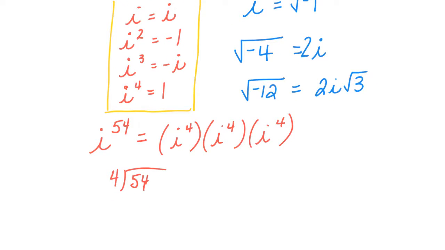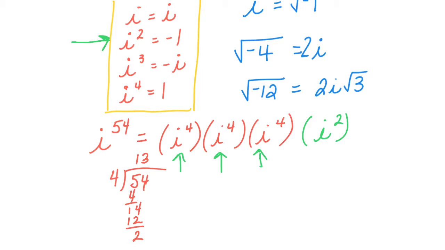Okay, I know 4 goes into 50, it goes into 5 ones with a remainder of 1. It goes into 14 3 times with a remainder of 2. When I have that remainder, this tells me that I have all these 1s because of i to the 4th, 13 times, but I'm also going to have 1 i squared, which I know is equal to -1.